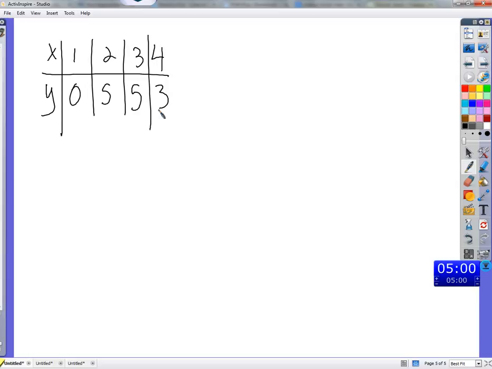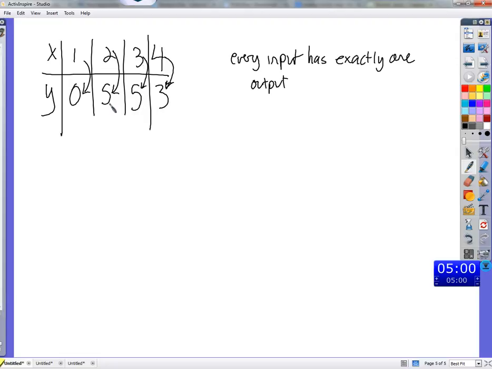The thing about a function is that every input has, let's say, exactly one output. And as long as that's true, that's okay, that's a function. Okay? So this input goes to one output, this only goes to one output, this goes to one output, this goes to one output. Even though these go to the same output, individually they only go to a single output, not more than that.